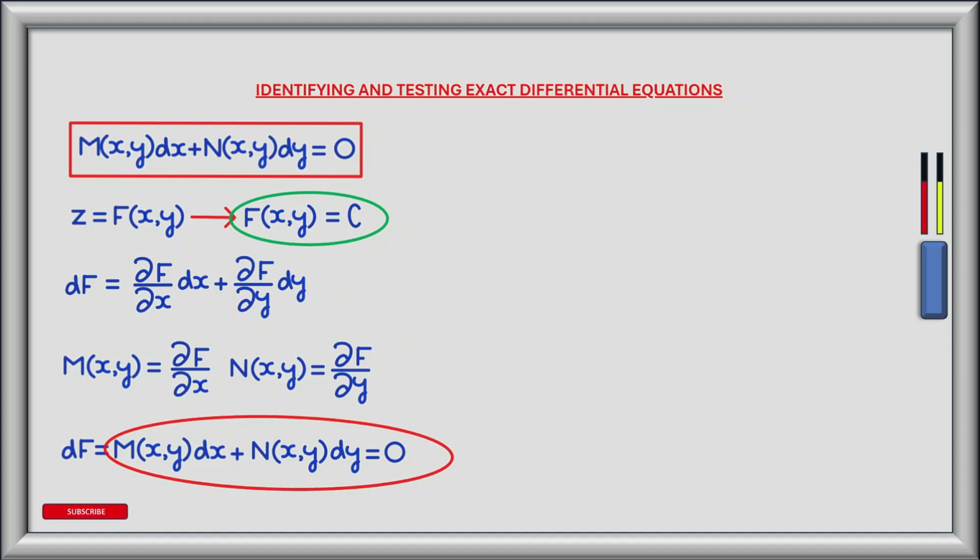So how then do we know that a differential equation is exact? Well, firstly, we know that it's a function of x and y multiplied by dx plus a function of x and y multiplied by dy, which is equal to 0. Next, we can use the fact that if a function f of xy is continuous and differentiable across a region, then the mixed partial derivatives must be equal. What this means is that the partial derivative of f with respect to x and then with respect to y is equal to the partial derivative of f with respect to y and then with respect to x.